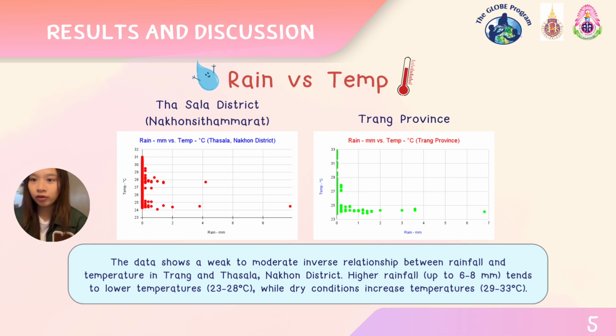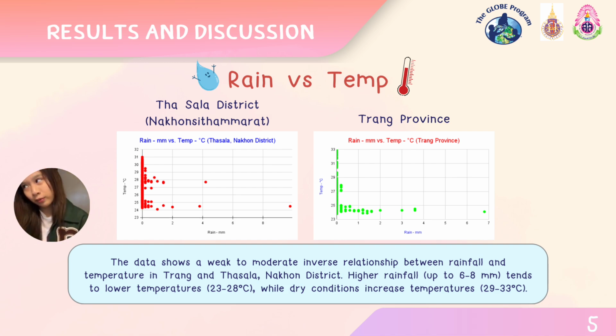So we can summarize these two graphs as the data shows a weak to moderate inverse relationship between rainfall and temperature in Trang and Tha Sala. Higher rainfall tends to lower temperature, while dry conditions increase temperatures. To clarify, it's easier to think of it this way.